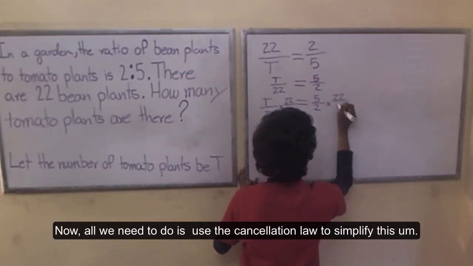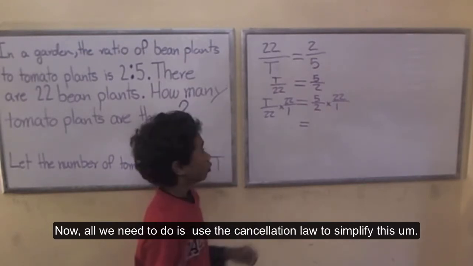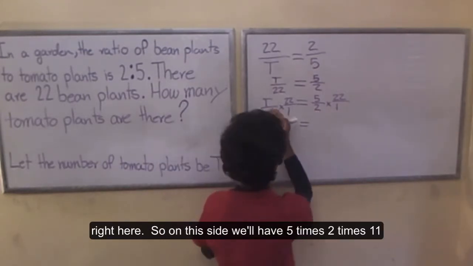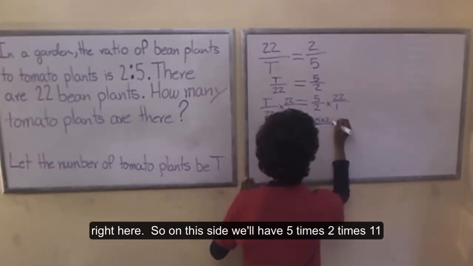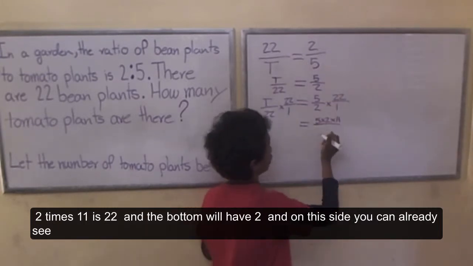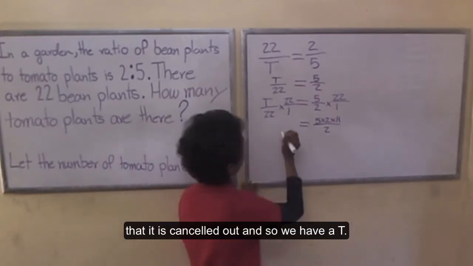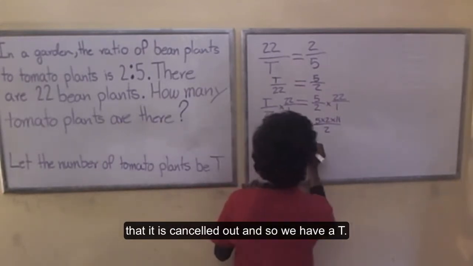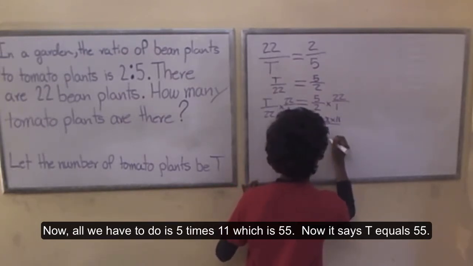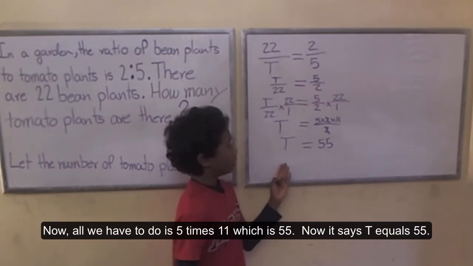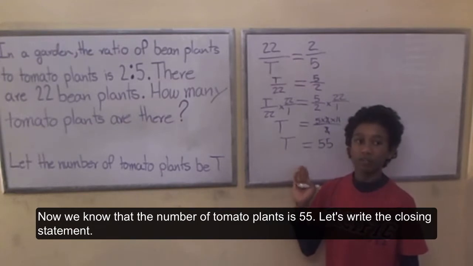Now all we need to do is use the cancellation law to simplify this. So, on this side, we'll have 5 times 2 times 11. 2 times 11 is 22. And on the bottom, we'll have 2. And on this side, you can already see that it's canceled out. So, we have a T. Now, all we have to do is 5 times 11, which is 55. Now, it says T equals 55. Now we know that the number of tomato plants is 55.